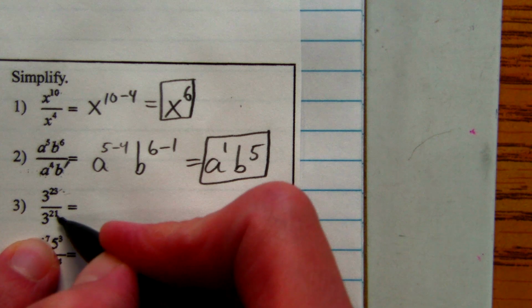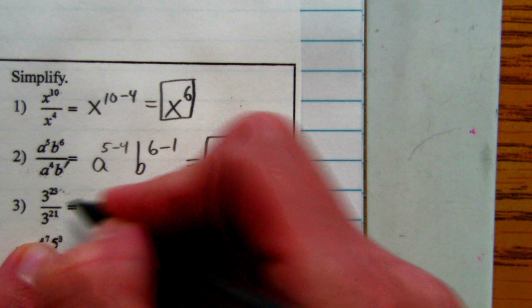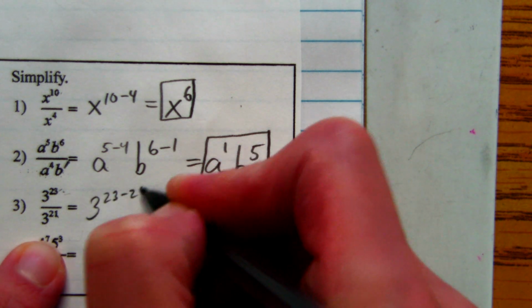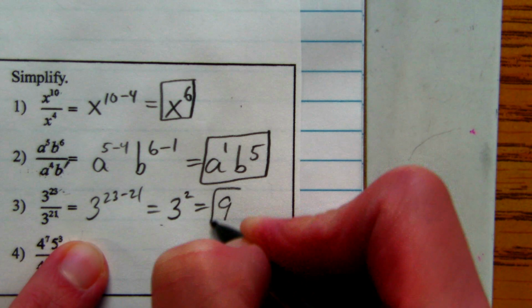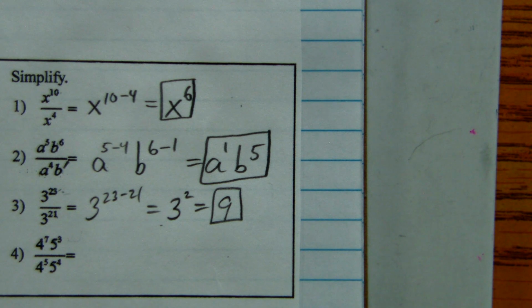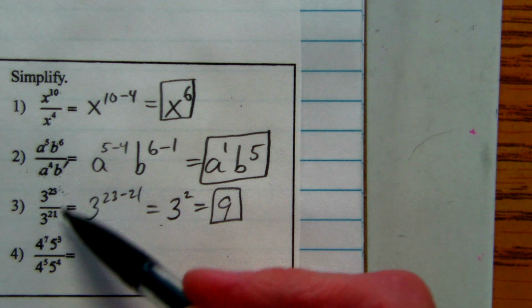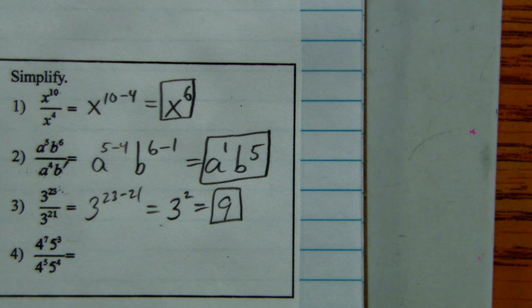And the same thing with 21. But if I know I can just take the 23 minus the 21 in the power, suddenly I have 3 squared, which is just 9. So knowing that can make a problem with those really big exponents a little bit nicer.